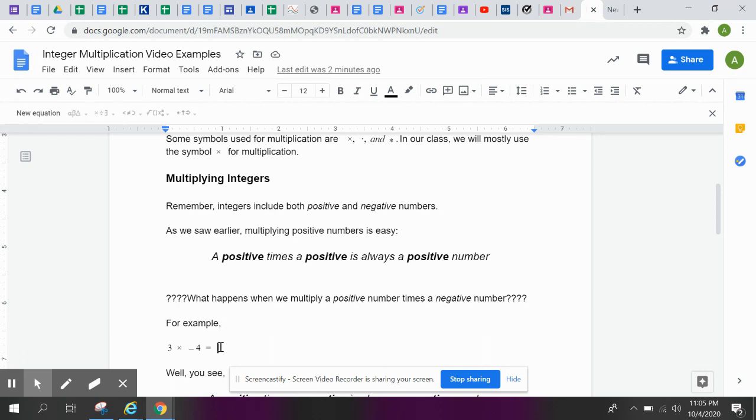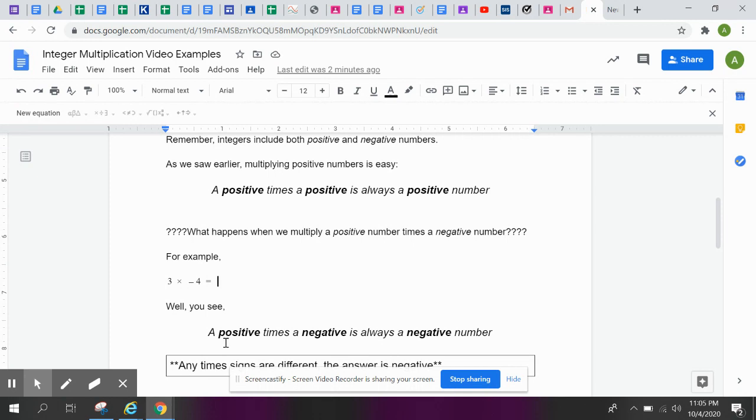This might not seem very clear because before we were only multiplying positive numbers together. But whenever we have a positive times a negative number, you'll see that the answer must be negative. This is a rule that you should take down in your notes if you have time. Pause the video and take notes here. A positive times a negative is always a negative number.